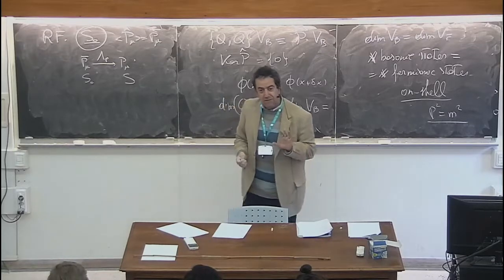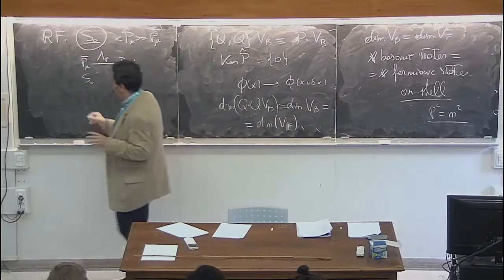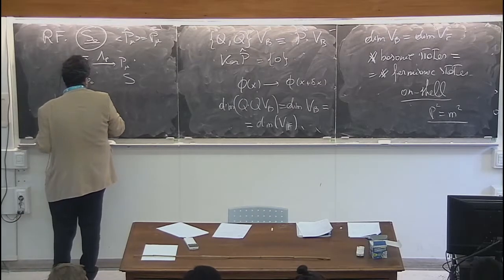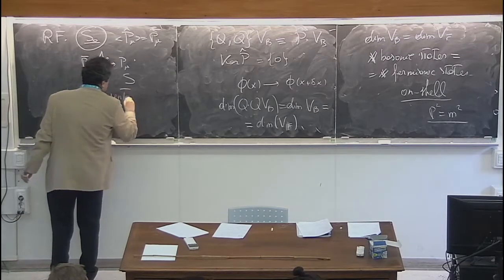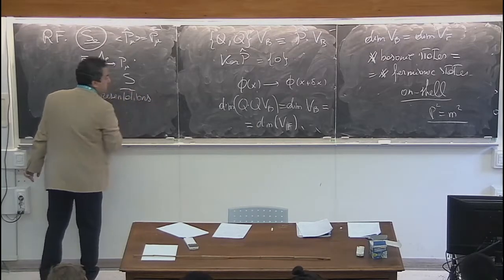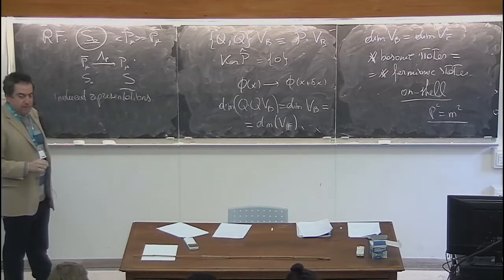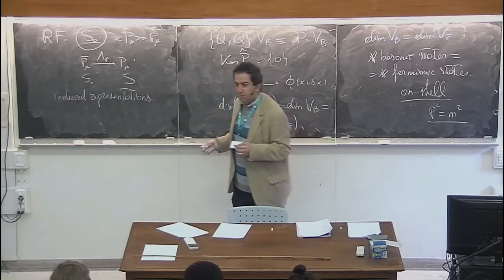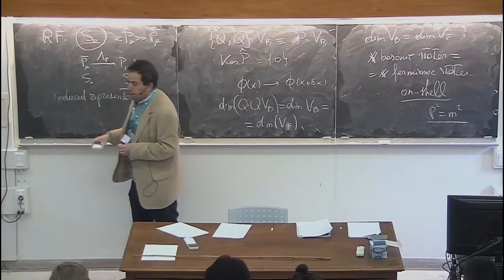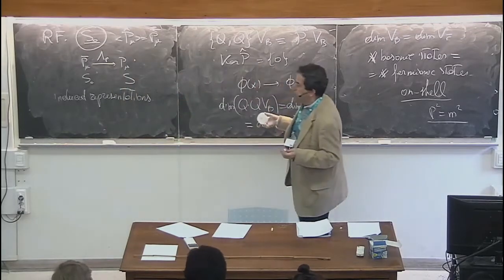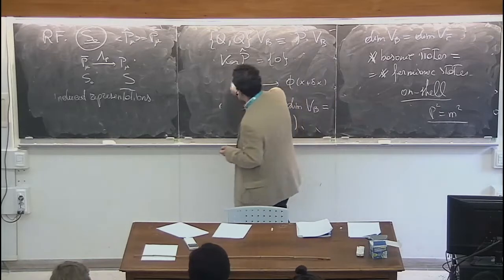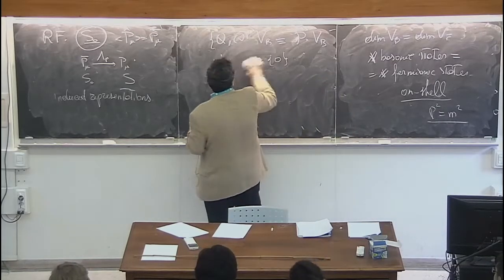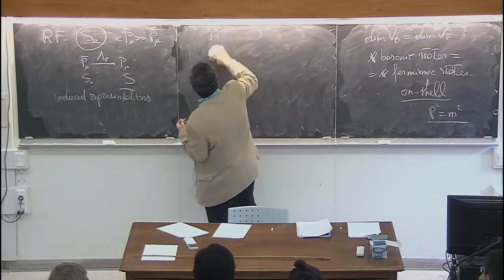This is the strategy, this is the method of induced representations. This is the method which is generally followed in any textbook of field theory to construct irreducible representations of the Poincaré group. But the same method is used to construct irreducible representations of the super Poincaré group.